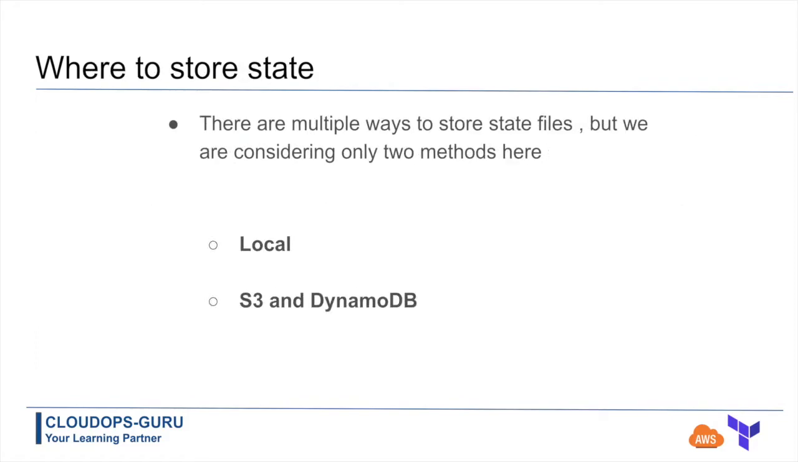There are multiple ways to store the Terraform state files, but here we are covering only two of them. One is local storage, and the second one is S3 and DynamoDB. Since we are focusing more on AWS, I would like to limit the remote storage of the state file to S3, and locking using DynamoDB. I will explain all these scenarios as we go forward.